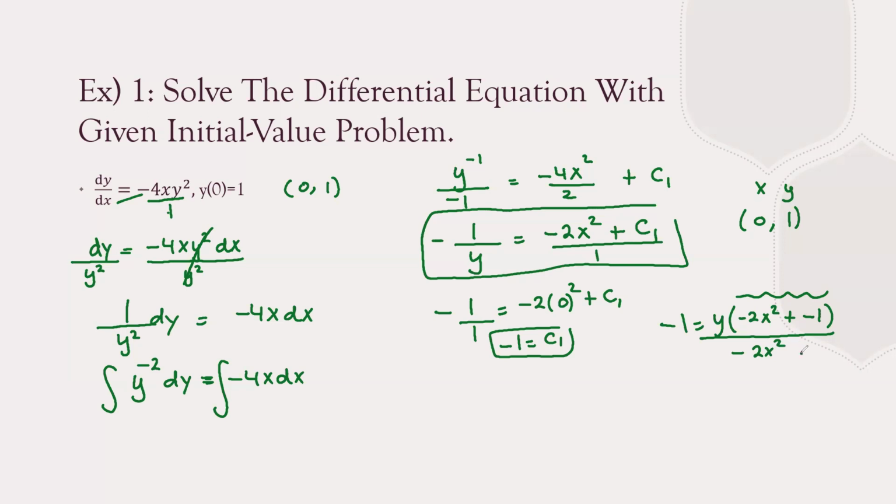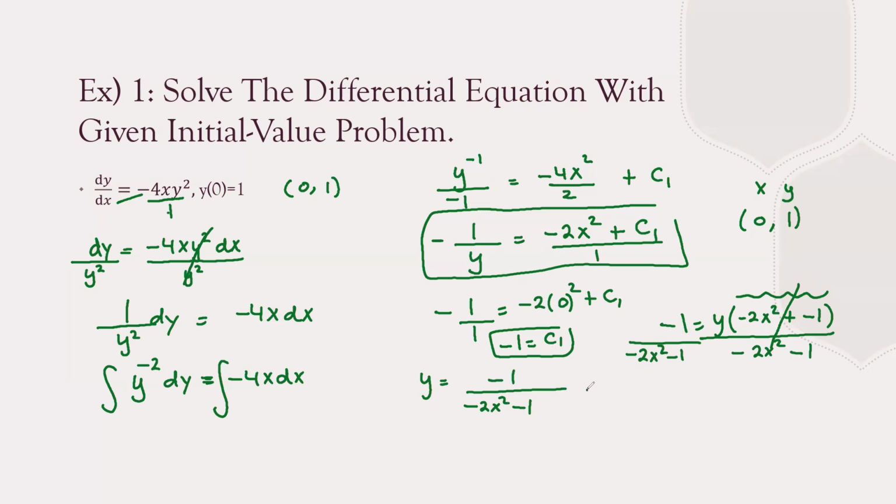Plus a negative 1 is really negative 1, right? So we can just write that out. Okay, so this cancels. So we're left with y equals negative 1 over negative 2x squared minus 1. And we already solved our c, so we don't need to add that c1.